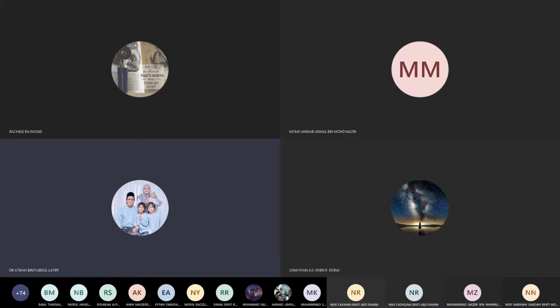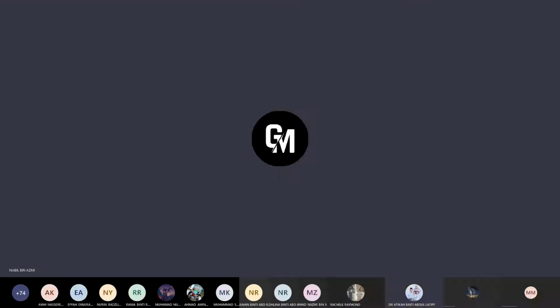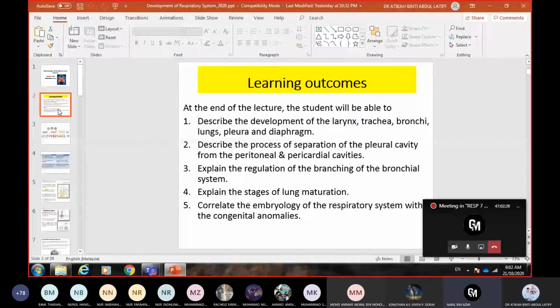Development of the larynx, trachea, lungs, pleura, and diaphragm. And also describe the stages of development of all the upper and lower respiratory tract.